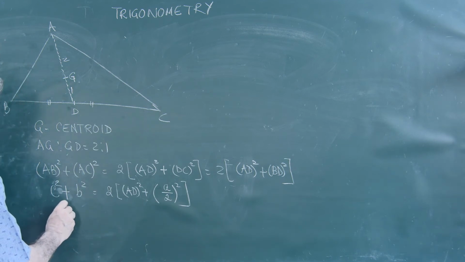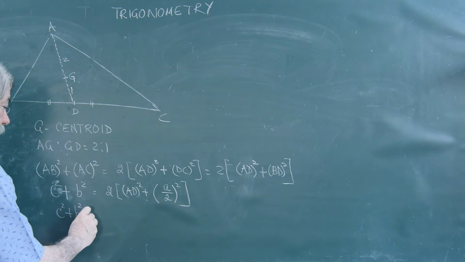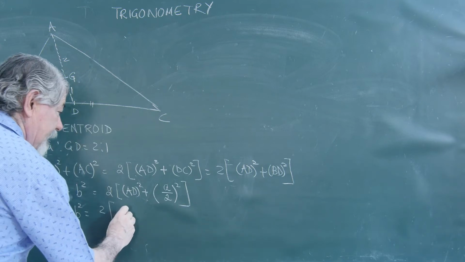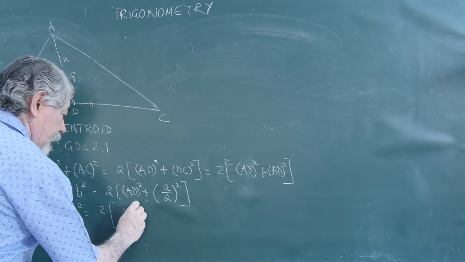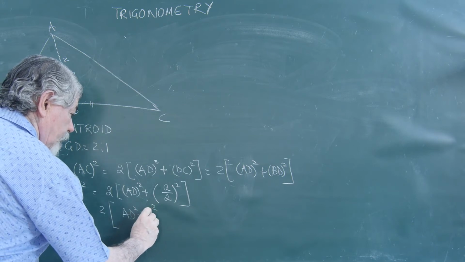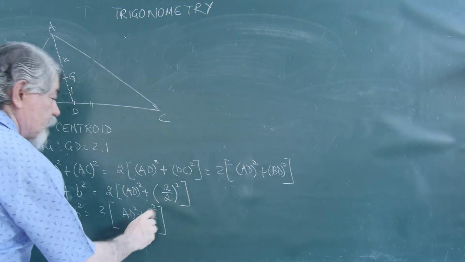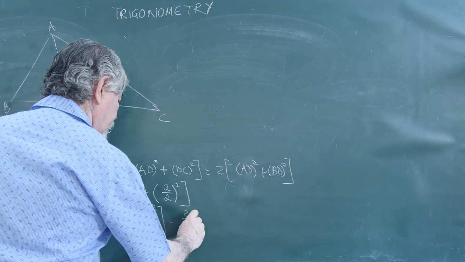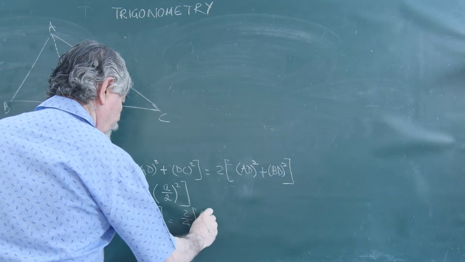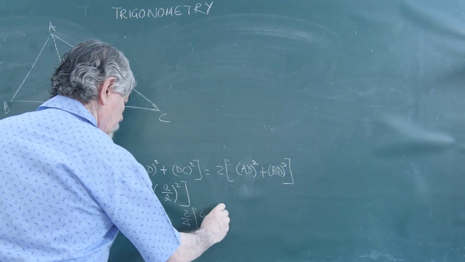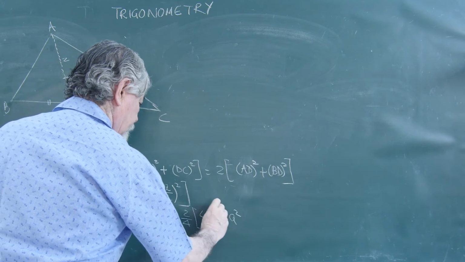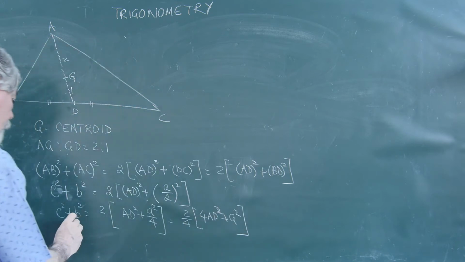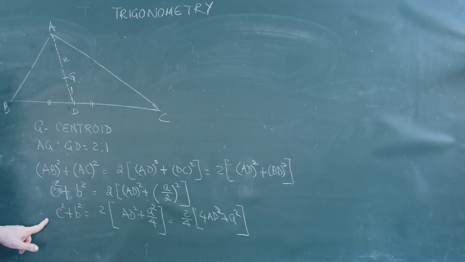Now let's see what we get. C square plus B square will be 2, and I will take AD square plus A square upon 4, because when you square it, A square and 2 square will become 4. Let's take the LCM 4. If I take the LCM 4 and take it out, it becomes 4AD square plus A square is equal to C square plus B square.